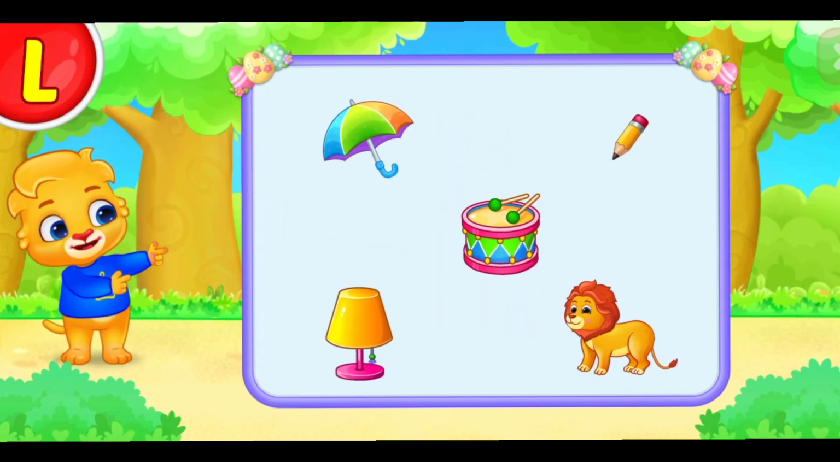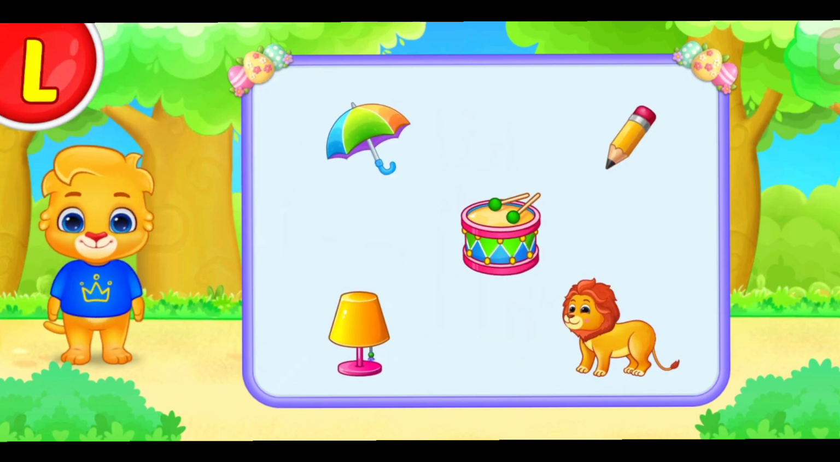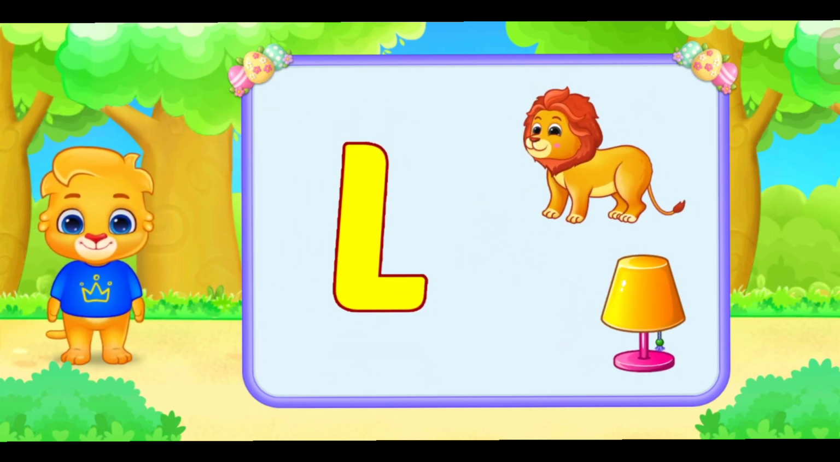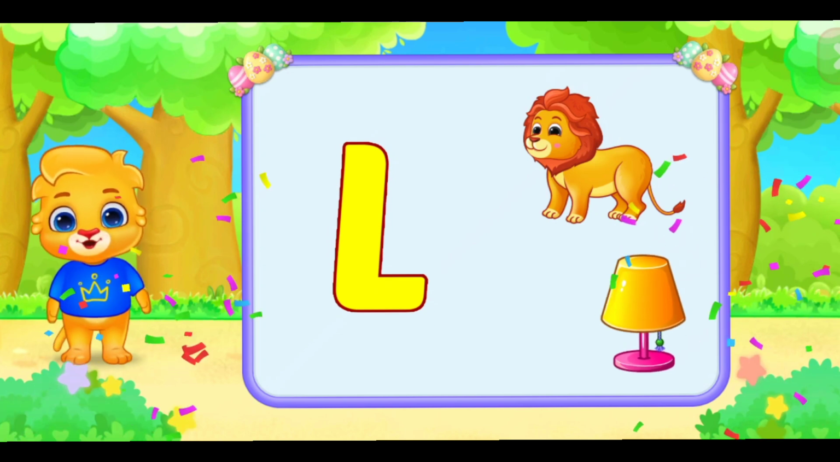Picture that starts with letter L. L is for lion. L is for lamp. Well done!